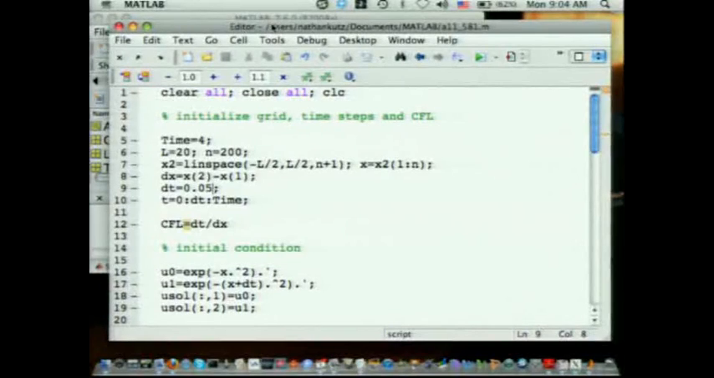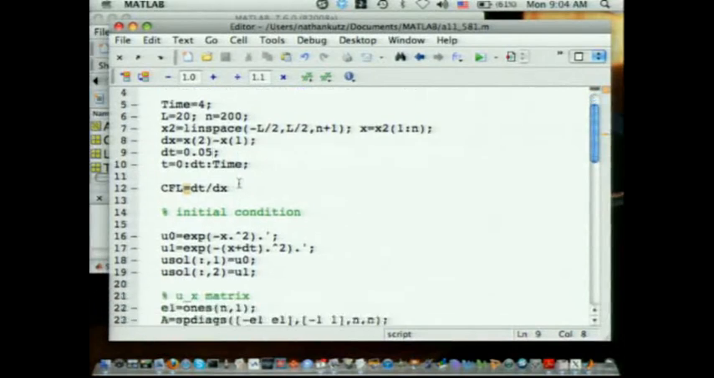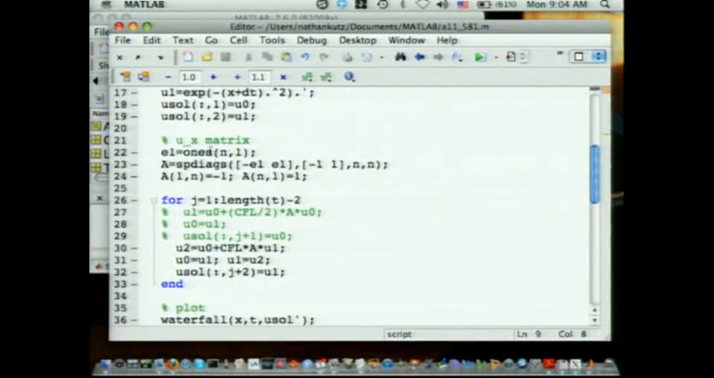And now let's go to the heat equation. The heat equation is similar, except now we need two derivatives. So let's come down to our derivative matrix here. And now we're going to have two derivatives. And that matrix looks like the following.